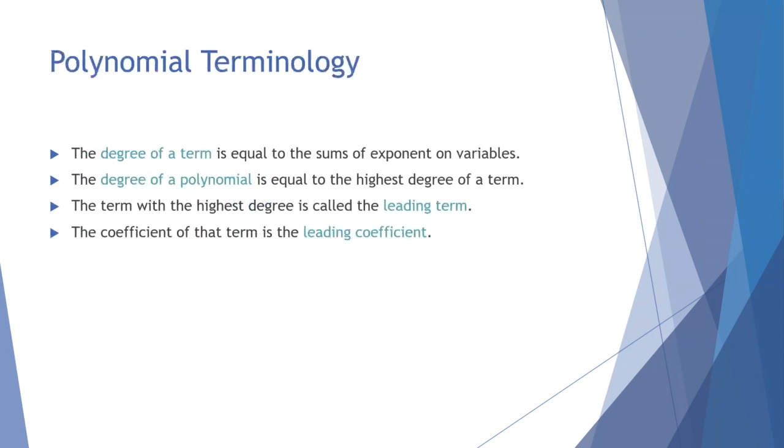So we have some terminology associated with polynomials. The degree of a term is equal to the sum of the exponents on the variables. So let me give you an example. We can have a polynomial with multiple variables, like 2x squared y cubed. Because both variables are in our form, that's still considered a polynomial. This is a monomial because it's one term. So the degree of this term is 5 because 2 plus 3 is 5.